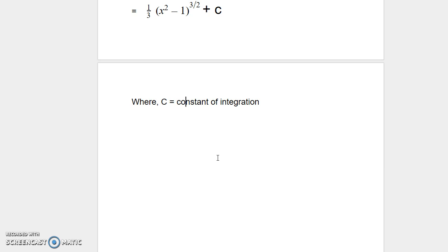In my next video presentation, we will be solving more example problems related to integration by substitution.